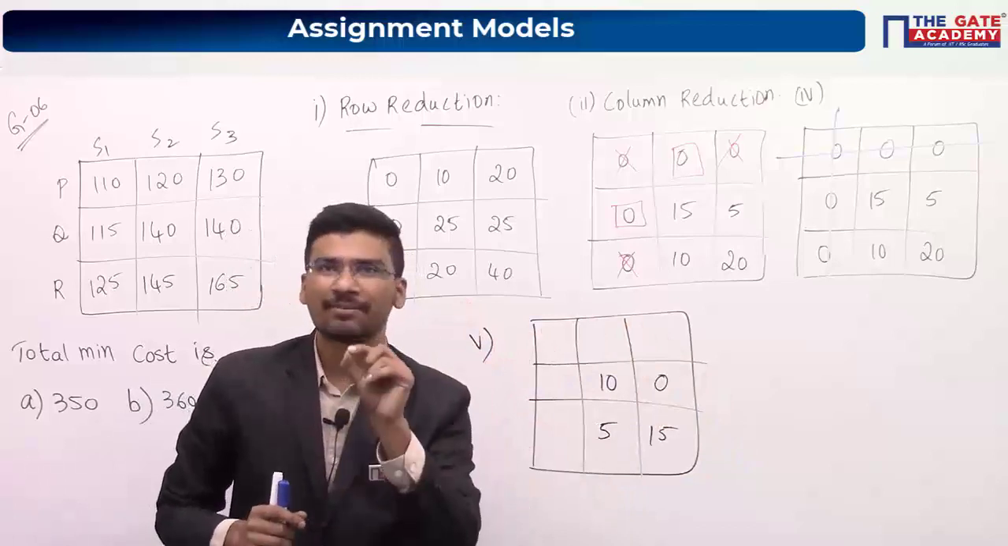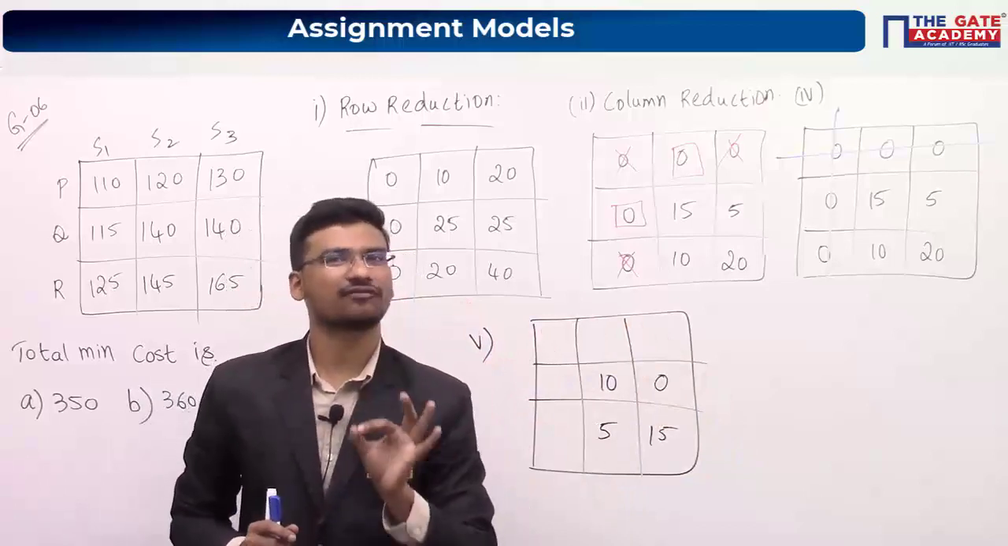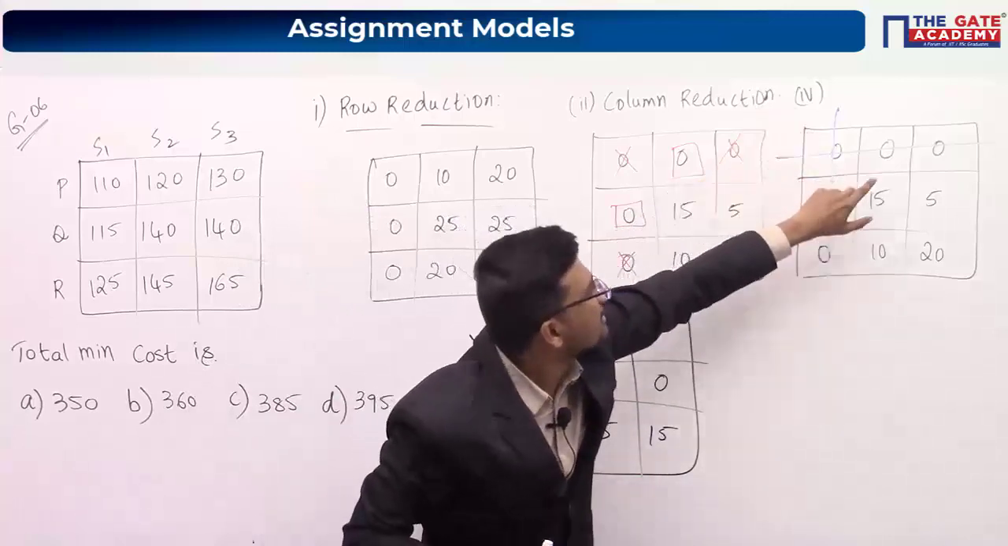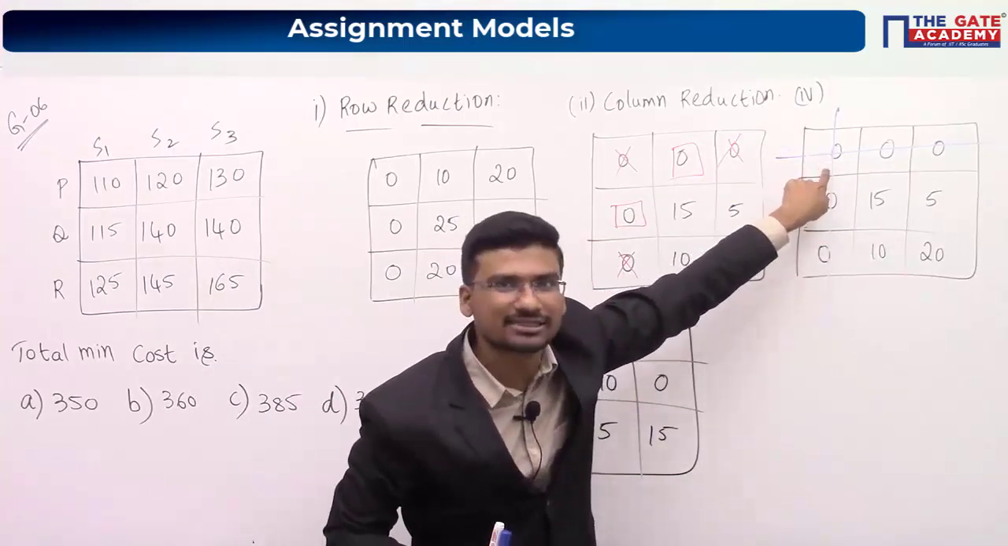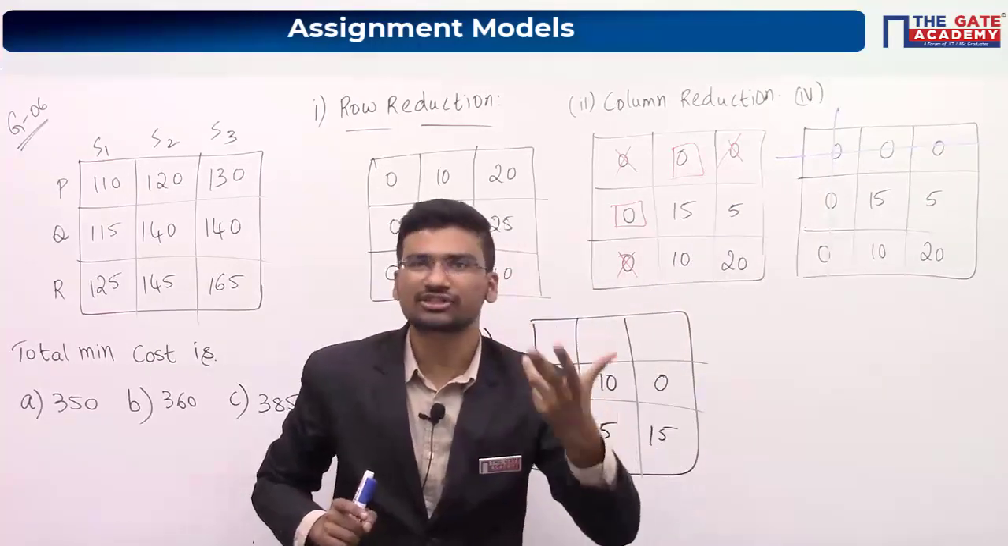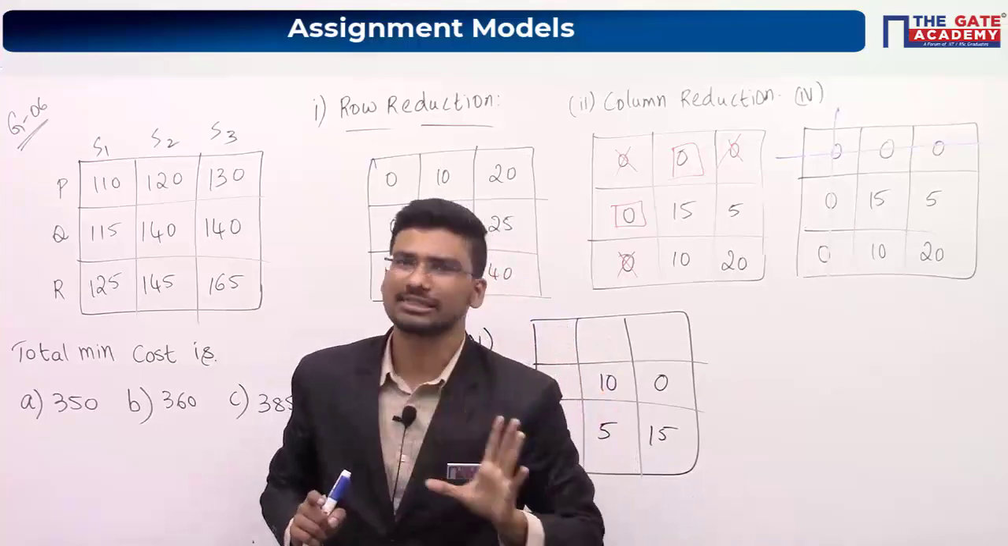Now, what is the next step? You have to add the minimum element at the intersection of the straight lines. See, here we have only one intersection. These two straight lines have an intersection at this particular cell. If we have more than one intersection, then you have to add at those particular cells.